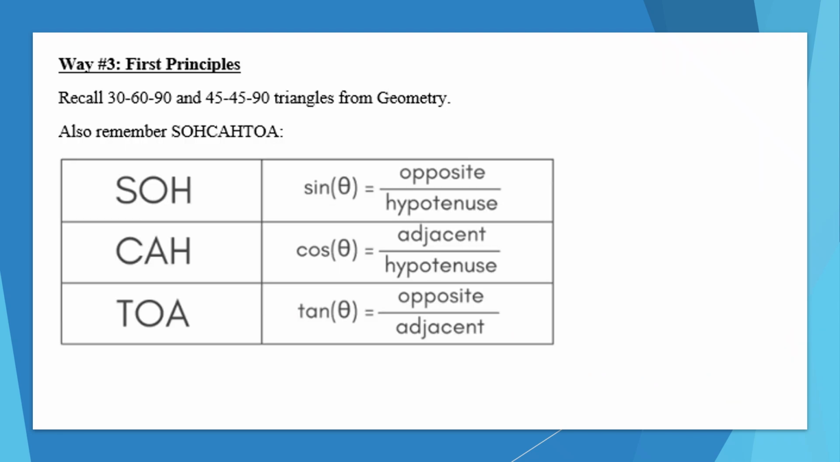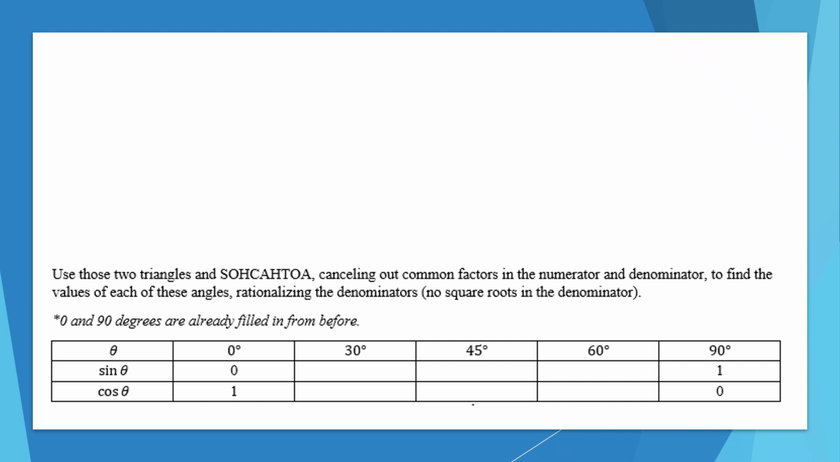All right, way number 3 is first principles, and with this one, you're going to need to know 30, 60, 90 triangles and 45, 45, 90 triangles as well as SOHCAHTOA. So taking a look, we want to use these 2 triangles to find sine and cosine of 30, 45, and 60 degrees. We already know 0 and 90 from the unit circle and just the coordinates there if the radius is 1. So let's take a look here.